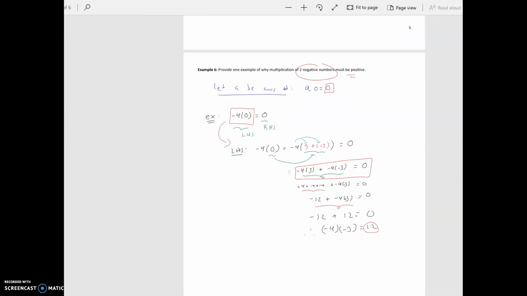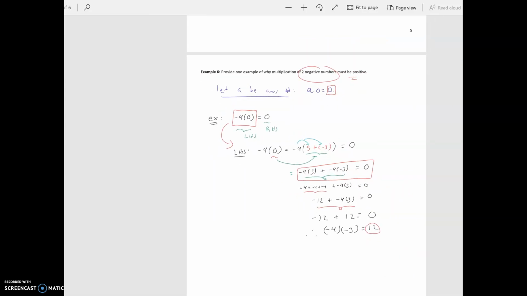Therefore, the multiplication of two negatives must be positive. As I stated before, this is not a formal proof, but it'll give you a good idea on how to explain it if you ever encounter why the multiplication of two negative numbers is positive. So we're looking at this portion here, which has to be 12 because they must add to 0. Therefore, multiplying those two, -4 times -3, has to be 12.